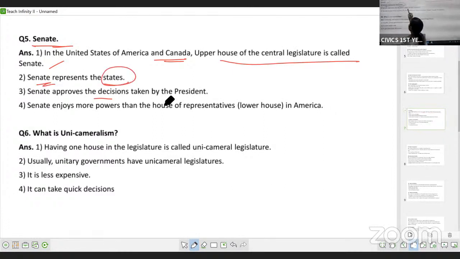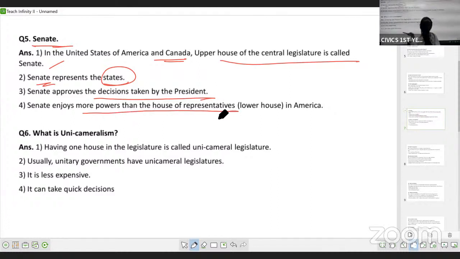It approves the decisions taken by the president. In America, we have a presidential form of government, so it will approve the decisions taken by the president. It enjoys more powers than the House of Representatives. The upper house is more powerful in a presidential form of government than the lower house.